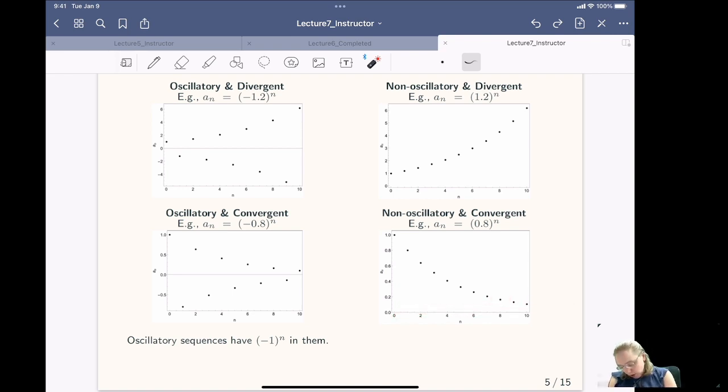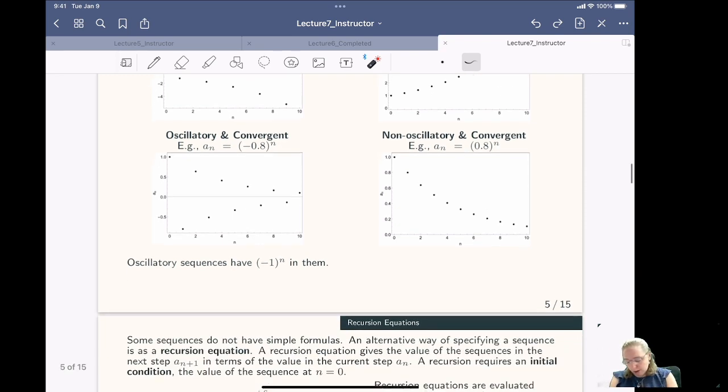All right, so notice that oscillatory sequences tend to have a factor of (-1)^n in them, and then if you're raising something to a power that is greater than 1, it is going to diverge. If you're raising something to a power of less than 1, it's going to converge toward a horizontal asymptote.